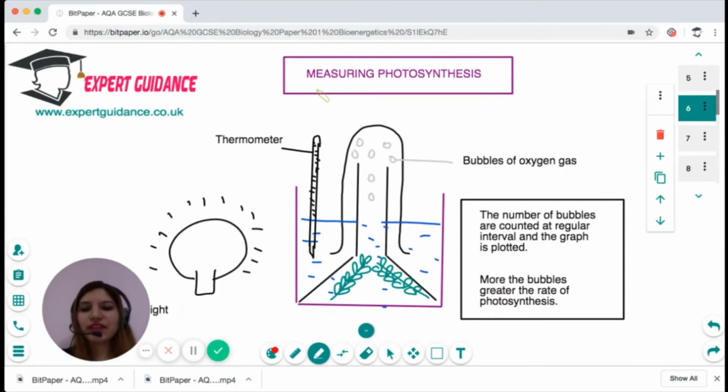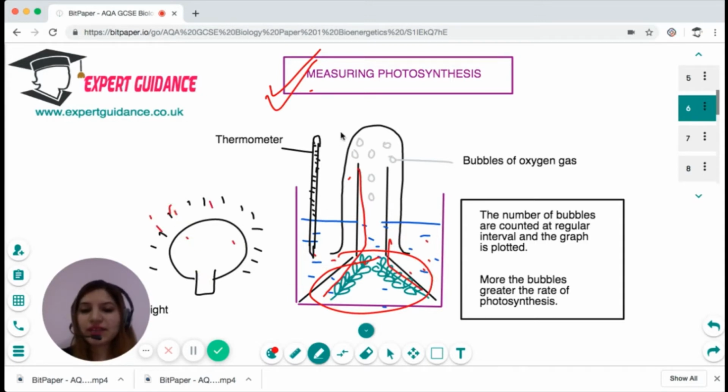Now, you must have done this experiment in school. How do you measure the rate of photosynthesis? We take an aquatic pond weed, like Elodea or Hydrilla. We insert it into water, okay, and then we measure the temperature of the water, and then we bring the light intensity, and we will see the bubbles coming off. The bubbles coming off are of oxygen, which indicates that photosynthesis is taking place. The more the bubbles, the greater the rate of photosynthesis. So you can test various factors affecting photosynthesis by this experiment.